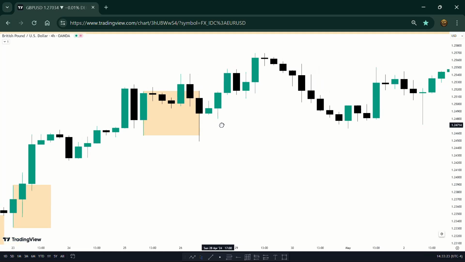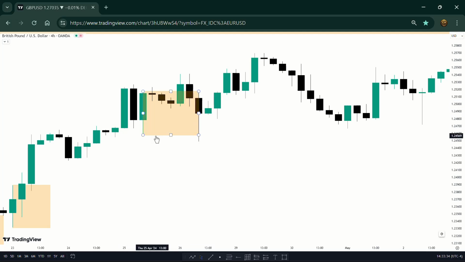So this is why I say don't just enter just because the market has reacted to that single candle order block, because another candle can go through and then clear this candle's low but not close below that low. So you need to put that into consideration.